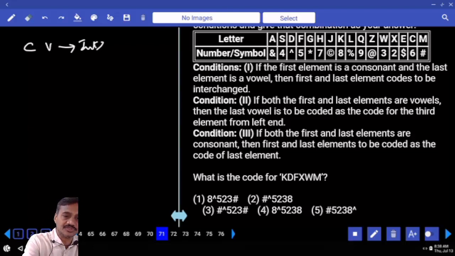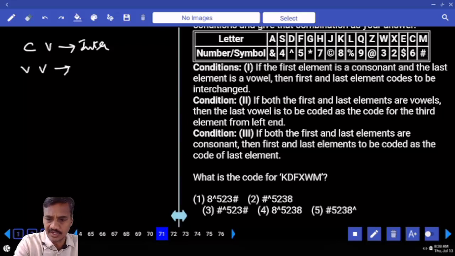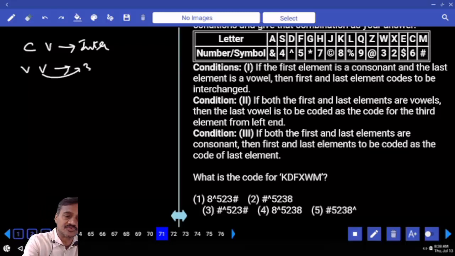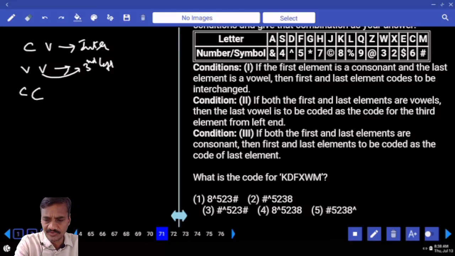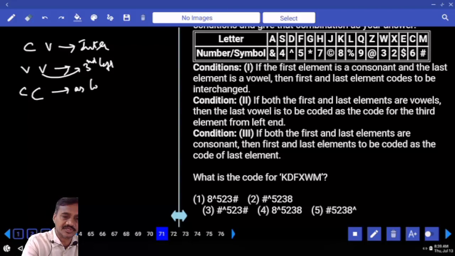Interchange the codes of these. And both first and the last are vowels. Vowel and a vowel. Then the last letter is to be coded as the code for the third element from the left. Now the code for this one must be that of the third from left. Isn't it? As third from the left. Both first and last elements are consonants. Then first and last elements are to be coded as the last element. Now first and last as the last element. Now this is the information given.